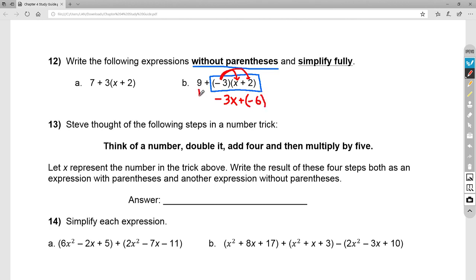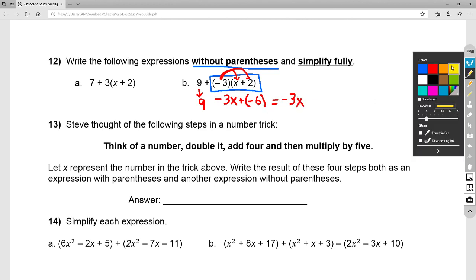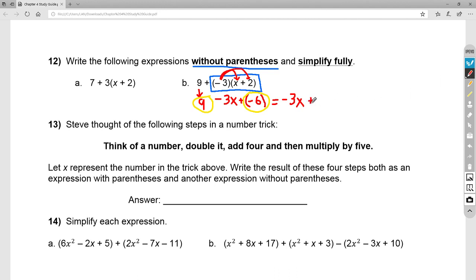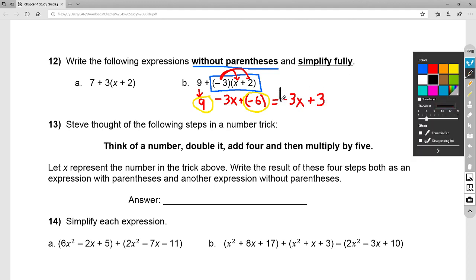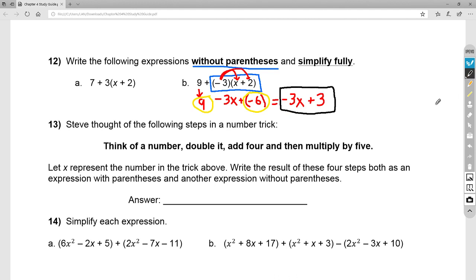Okay? And then I'm going to kind of bring down my 9 here, and I'm going to add it onto my expression. So my simplified expression would be negative 3x. And then again, I can combine my negative 6 with my 9 because they are like terms. So negative 6 plus 9 would give me 3. So this expression simplified completely would be negative 3x plus 3. Okay?